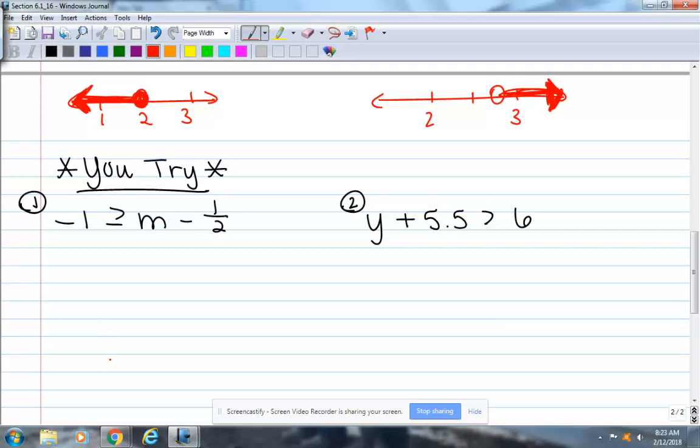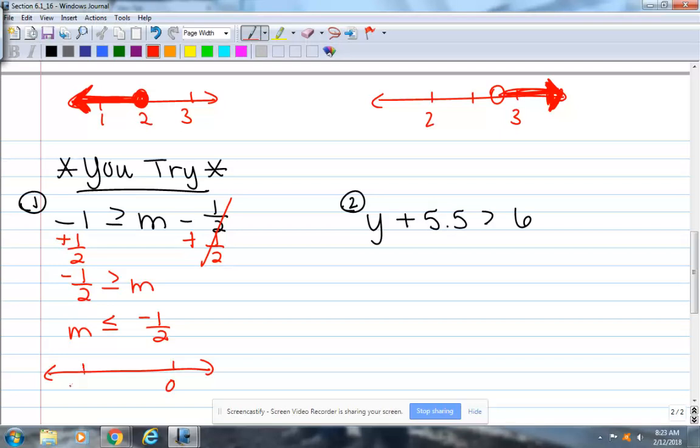So what do we do on the first one to get m by itself? Add a half. What's negative 1 plus a half? Negative a half. Can I leave my answer in that direction though? We gotta flip everything. So m is what? Less than or equal to negative 1/2. And then on your number line, where is negative 1/2?